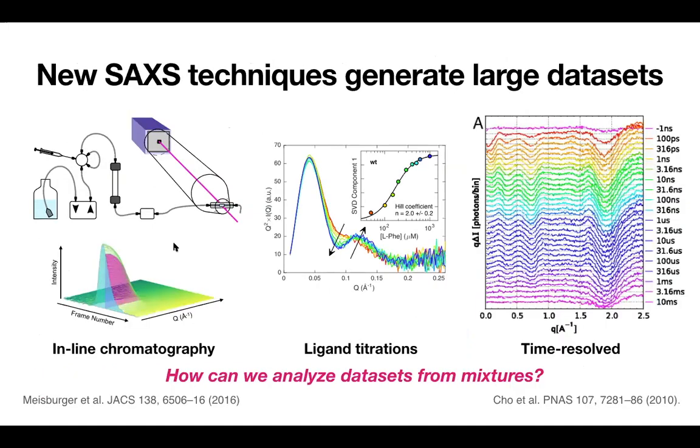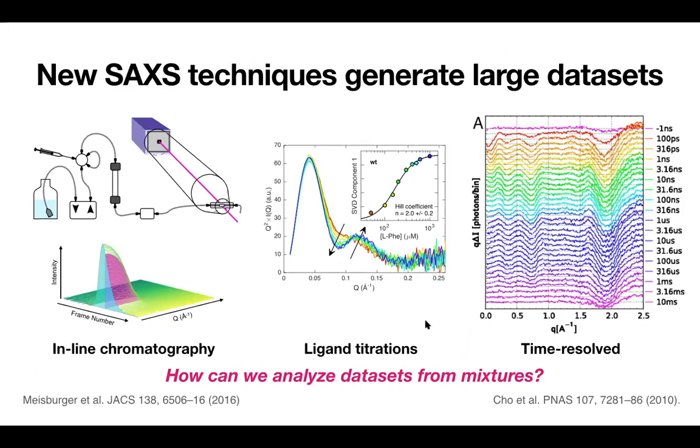One way is just to collect a lot of scattering data. And actually there's a bunch of techniques that automatically generate these large data sets. One of them is SAXS with inline chromatography. Here we're just flowing protein over a column, and then it elutes and goes through the X-ray beam. So we end up with this data set of I versus Q versus time, where we have peaks. You can also do ligand titrations, as I mentioned, and of course, time resolved measurements.